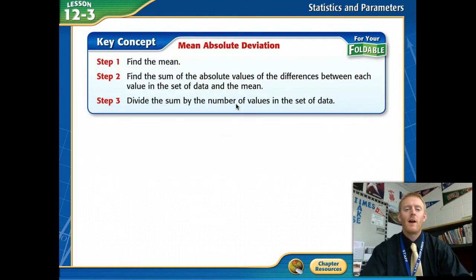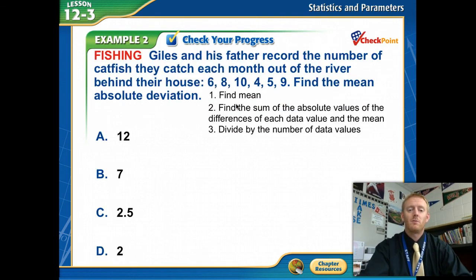We're going to start with finding the mean absolute deviation. Our job is to find step 1, the mean; step 2, the sum of the absolute values of the differences between each value; and step 3, divide by the number of values. So we're going to do this right now for our very first time.